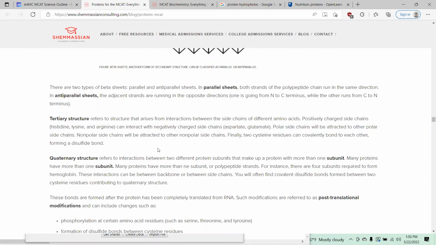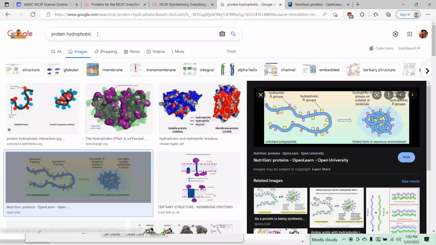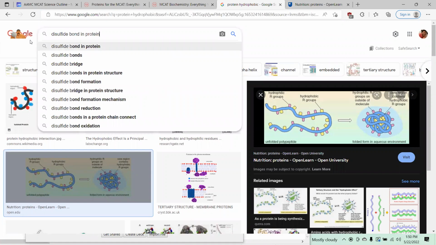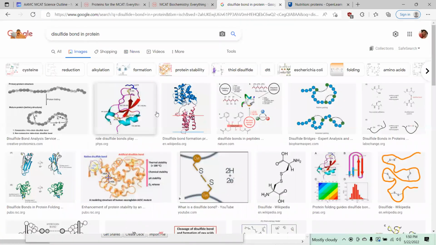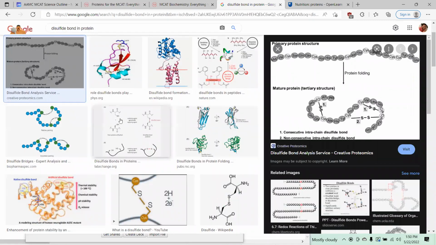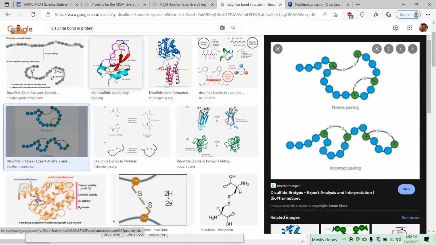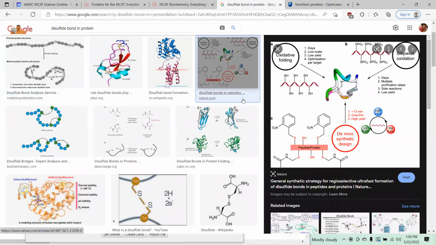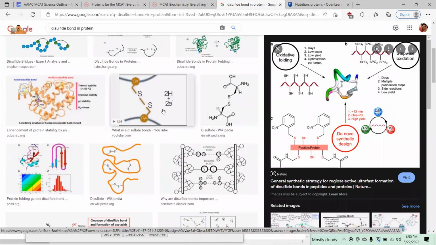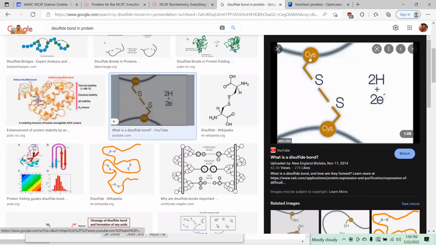And finally, we have something called a disulfide bond or a disulfide bridge. This is a very unique kind of bond that you see, and it happens between cysteines. So where's a good picture? This is a nice picture. A cysteine has an S at the end of it.